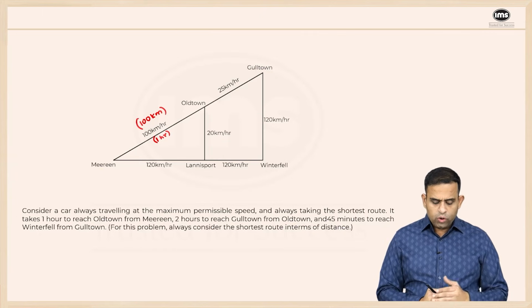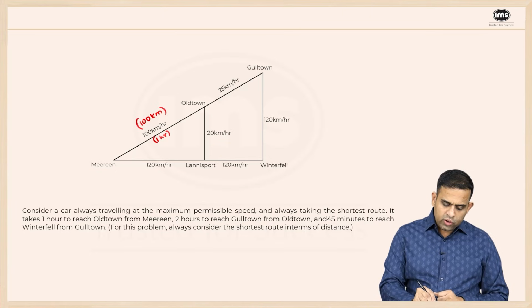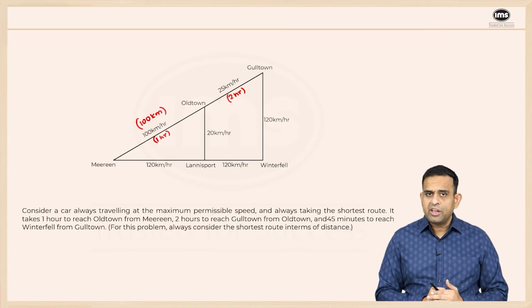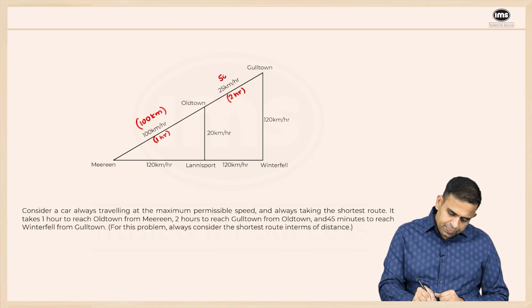Then they have told 2 hours to reach Gulltown from Old Town. So if I look at Old Town to Gulltown, the time taken is 2 hours. And if the speed is 25 kmph, distance covered will be equal to 50 kilometer. This much is known to us at the moment.